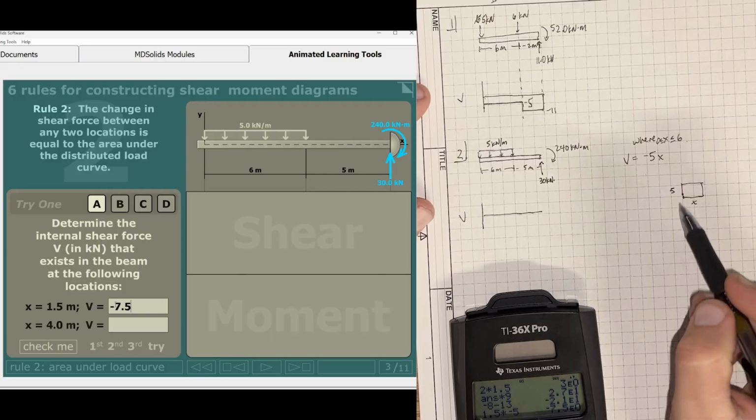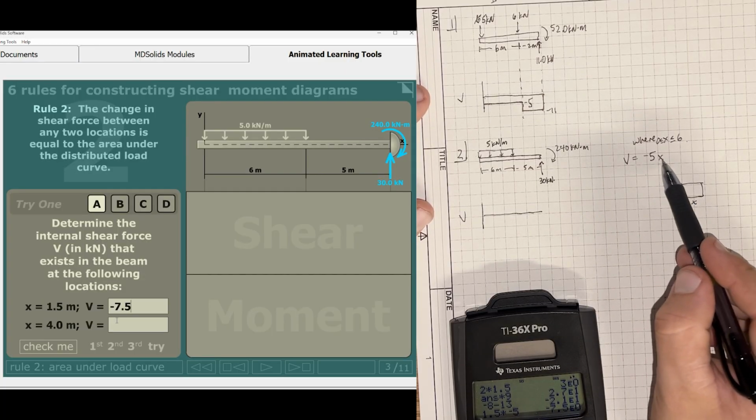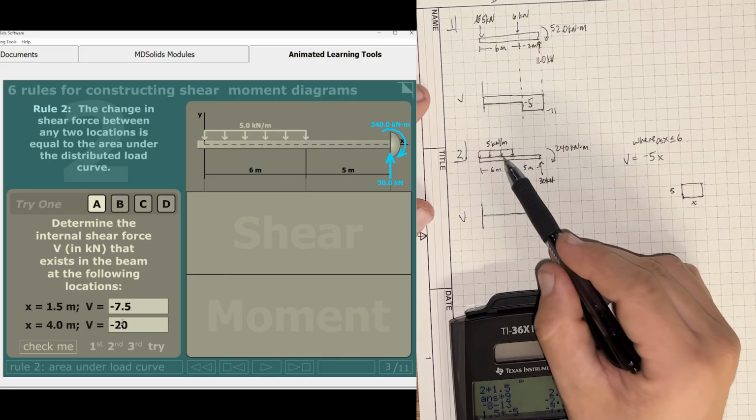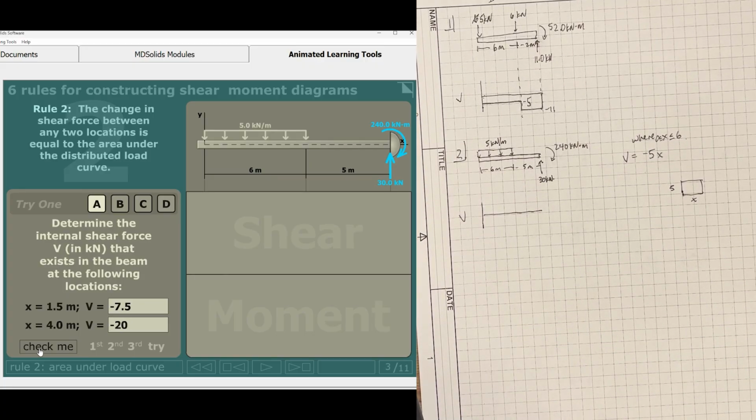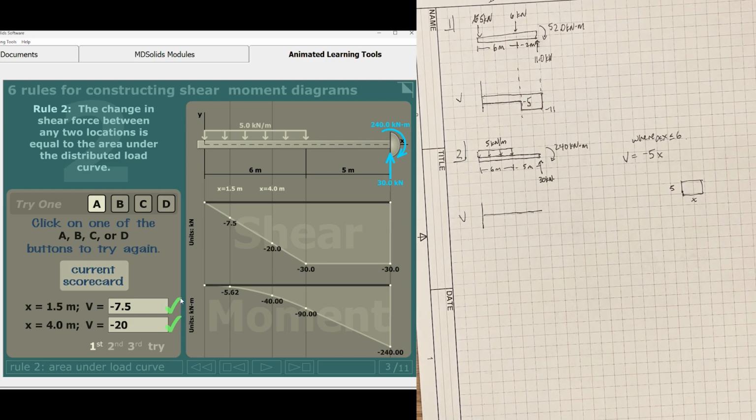So now they say, well, what about whenever x becomes 4? Well, if x becomes 4, go ahead and plug that in. That's going to be negative 20, right? So it's going to be right here at this point. So we can put in negative 20. And then we can check this.